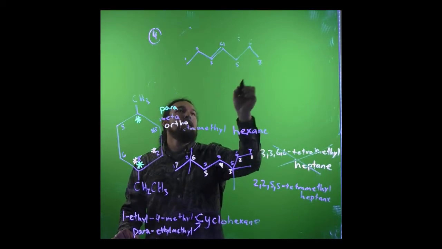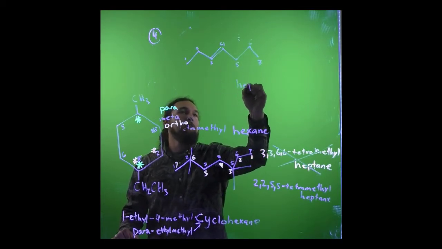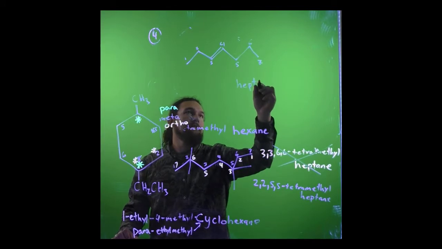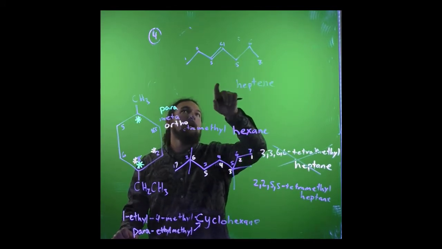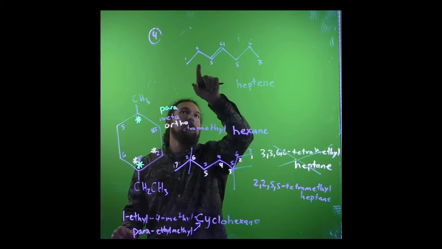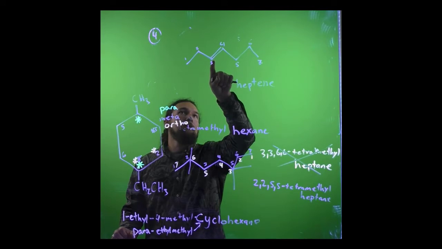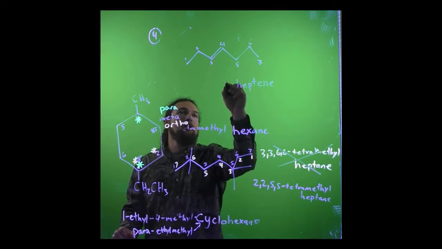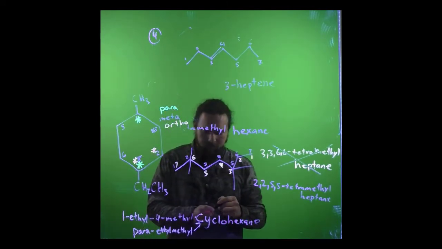This end gives us a lower number, 1, 2, 3, 4, 5, 6, 7. So with this, it is a hept for the 7 carbons, but it's a heptene because there's a double bond in there. And then we need to indicate where that double bond is. Since we started on this end, we indicate the smallest number where the double bond starts. So this would be called 3-heptene.